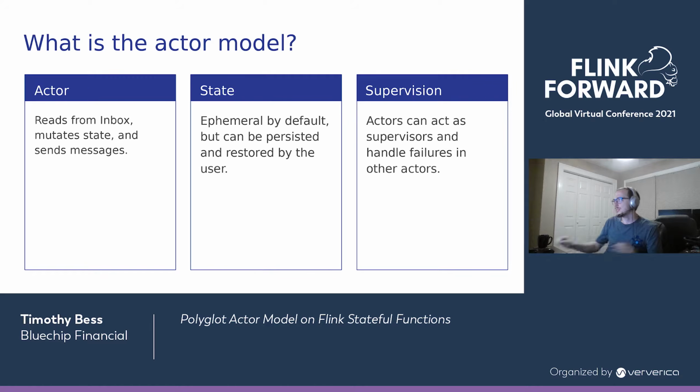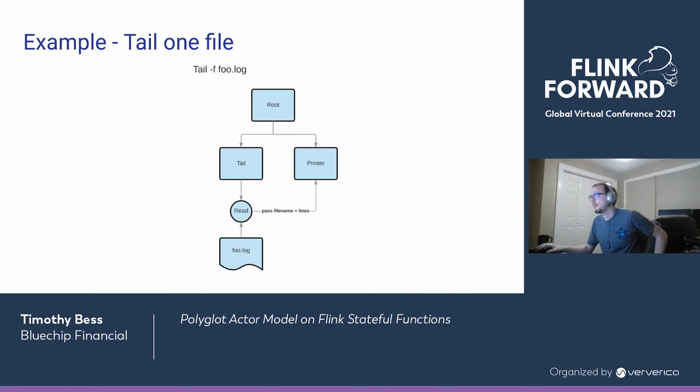So first example, a simple one. I'm going to go over essentially how you would design tail if you were making it with the actor model. There's always a root actor that supervises everything. Underneath it, you could have a tail supervisor that has a reader who essentially just has a file handle, reads in some lines off the file handle, and passes a message to the printer saying, here's my file name, here's the lines to print. And it seems pretty mundane, right?